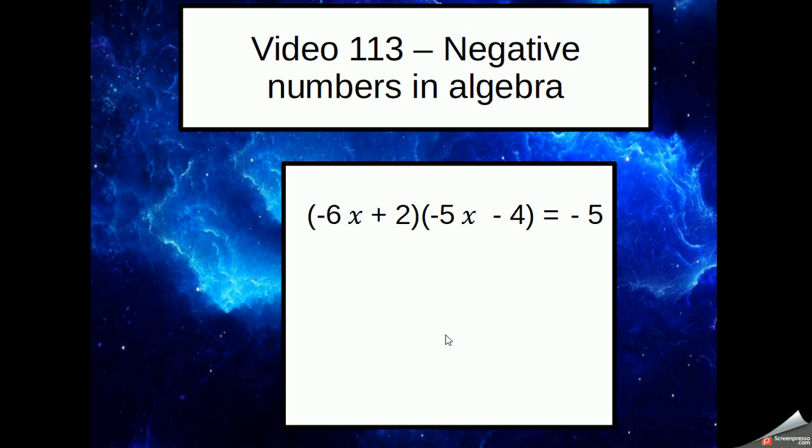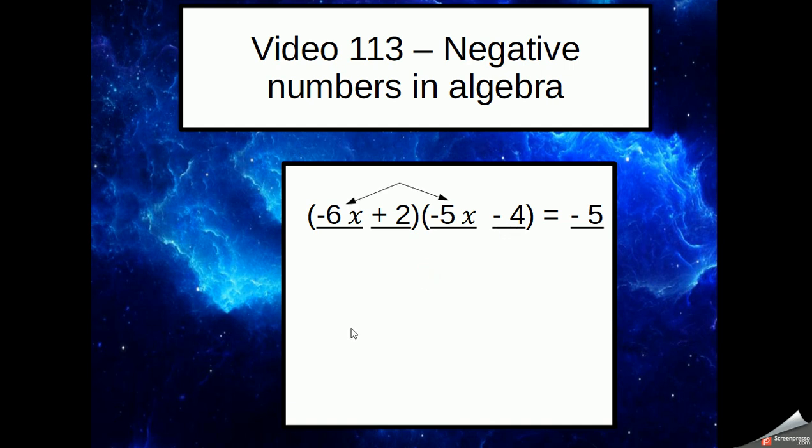Let's have a look at FOIL then, because FOIL is going to involve a lot of work with negative and positive symbols. We're splitting it up into its parts. Notice how I'm working with the signs as well, not just the numbers. So I don't consider this a 2, I consider it a plus 2. And I don't think of this as a 4, I consider it as a minus 4.